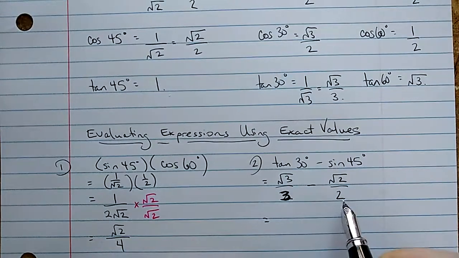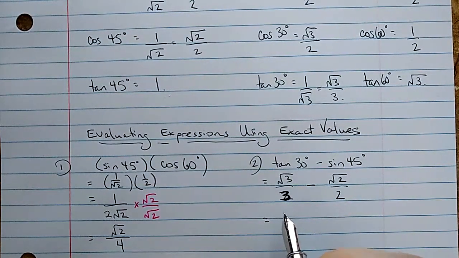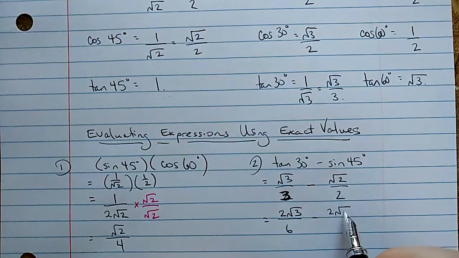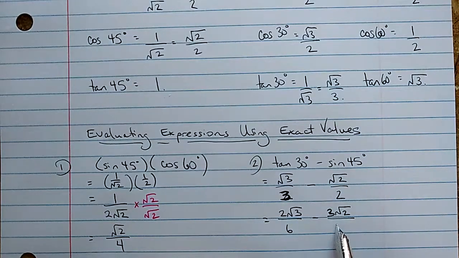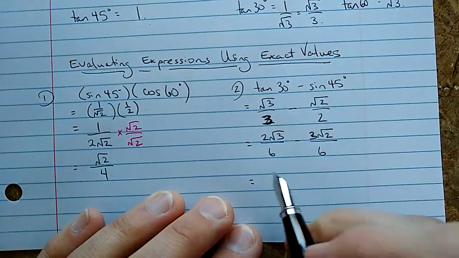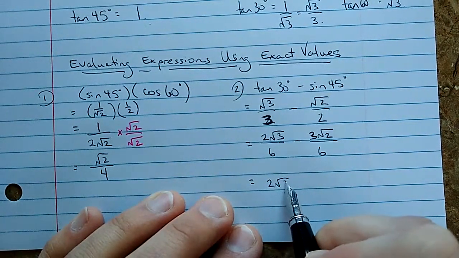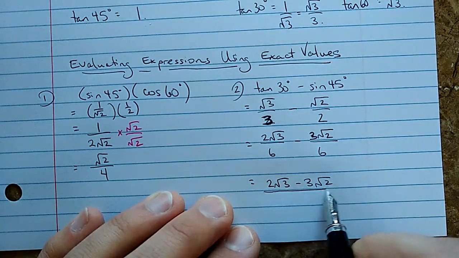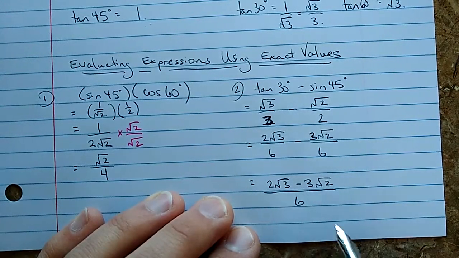Now, because we're subtracting these two fractions, we need a common denominator. That will be 6 in this case. So multiplying top and bottom by 2, that'll be 2 root 3 over 6 minus 3 root 2 over 6. I'm going to subtract those numerators. 2 root 3 minus 3 root 2. And because those are different radicals, root 3 and root 2 are different from each other, we can't simplify that any further.